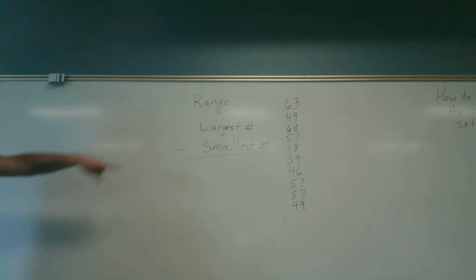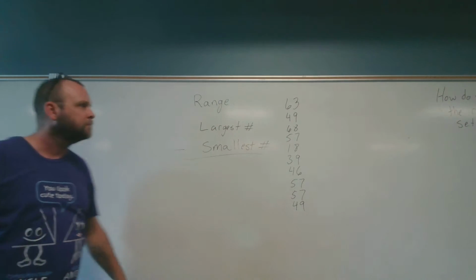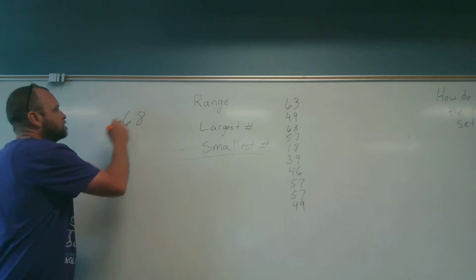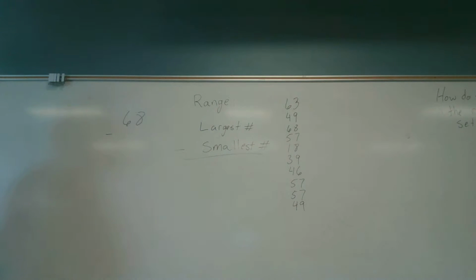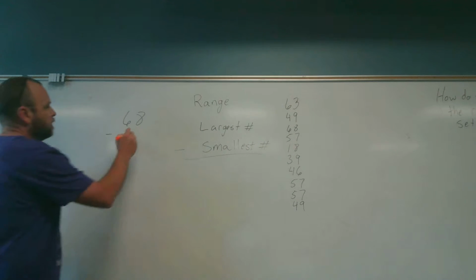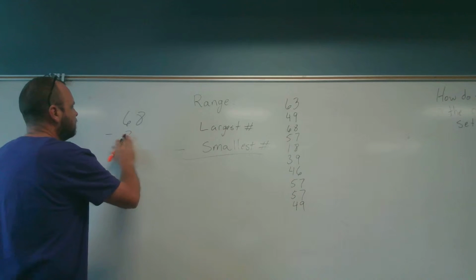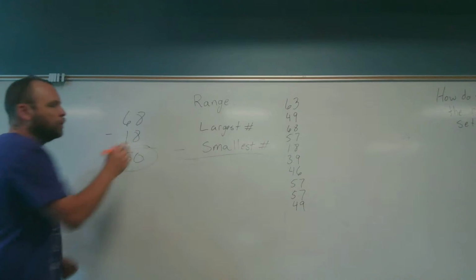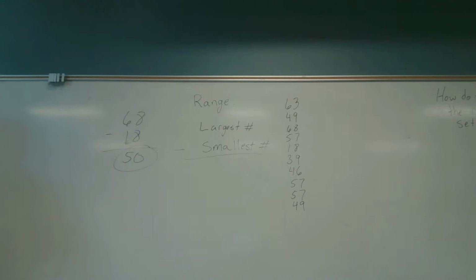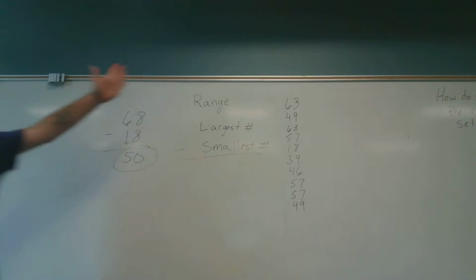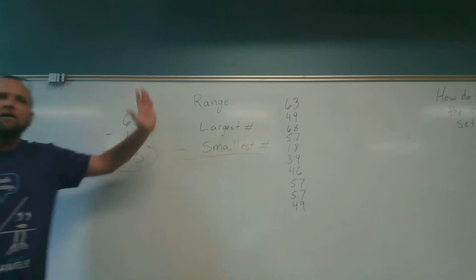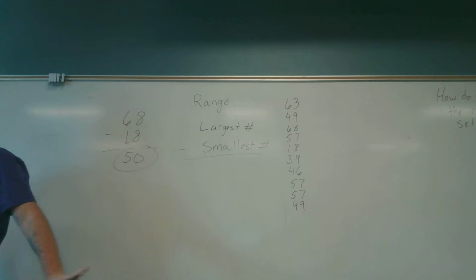Jonas, what is the largest number here? 68. Jonas, what is the smallest number here? 18. So the range would be 50. The largest number in our data set, subtract the smallest number in our data set. That is how you find range.